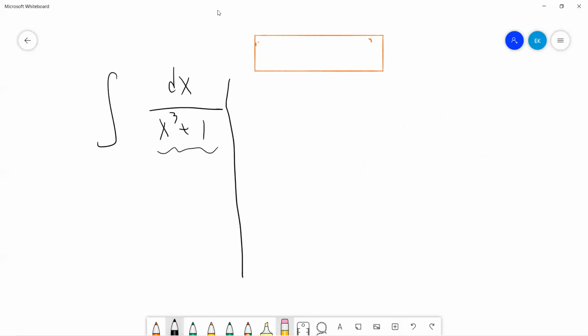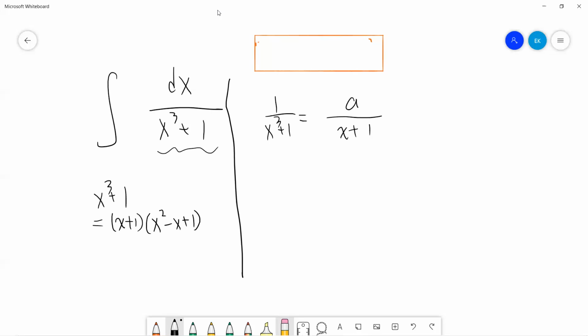Okay, so our goal: I know that x cubed plus 1 can be written as x plus 1 times x squared minus x plus 1. So I want to write 1 over x cubed plus 1 equals a over x plus 1 with some unknown coefficient a, plus cx plus d over x squared minus x plus 1. So our goal is first to find a, c, d, right? It should be very easy.